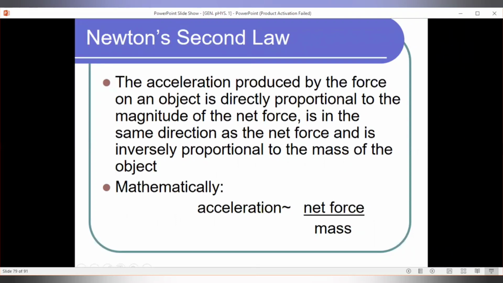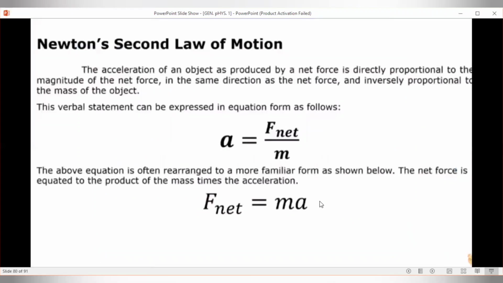In Newton's second law, the acceleration produced by the force on an object is directly proportional to the magnitude of the net force and in the same direction as the net force, and is inversely proportional to the mass of the object, mathematically expressed as acceleration is equal to net force over mass. This verbal statement can be expressed in an equation as a = F_net / m.